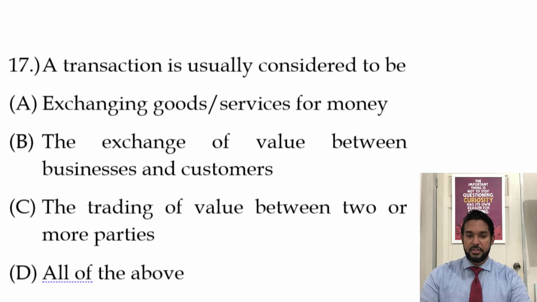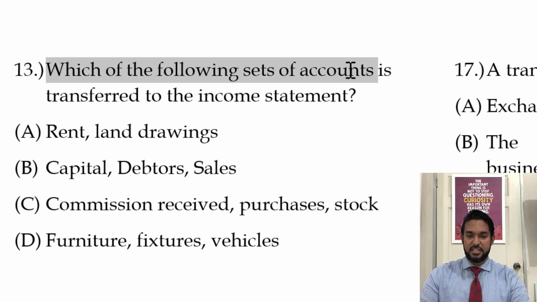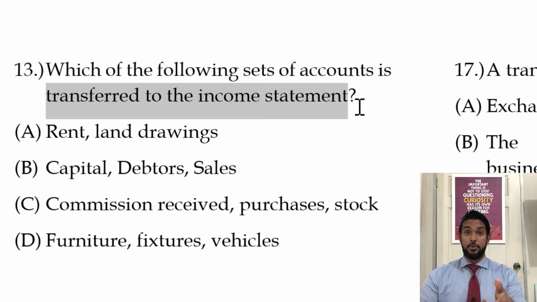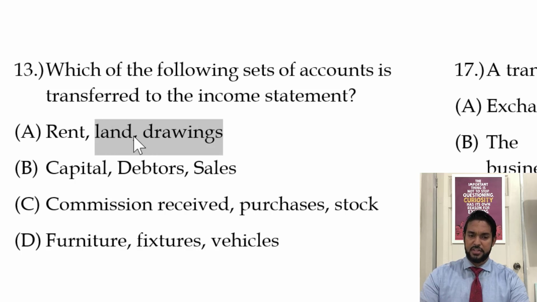Scrolling down now, we're going to take a look at another question here. It says, which of the following sets of accounts is transferred to the income statement? So nominal accounts, revenues, expenses, those accounts have balances that are transferred to the income statement at the end of a period. So rent, yes, rent is an expense. Land, no. And drawings, well, no. These are transferred to the balance sheet. Those are assets. So no.